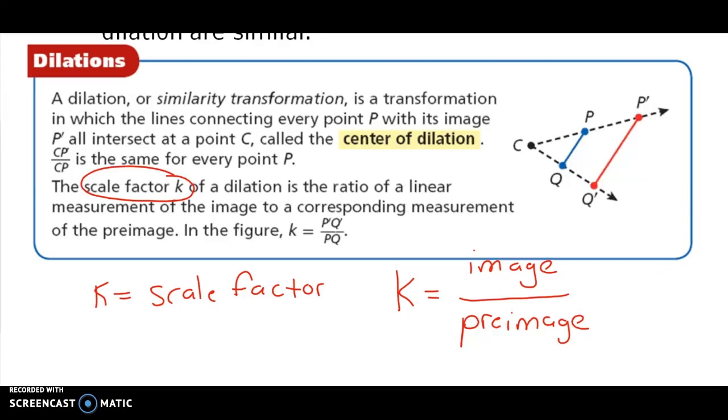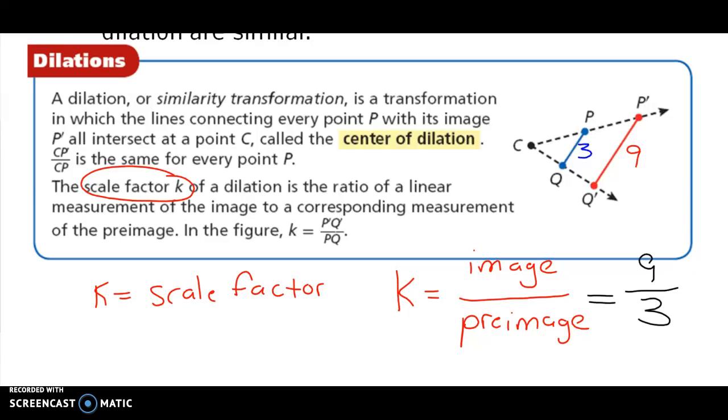So let's say that P prime Q prime is 9 and PQ is 3. And I wanted to find the scale factor. What am I going to put on top? Which one's the image? 9 divided by the pre-image, the original, is 3. Therefore, what's my scale factor? 3. Now, what is a factor? What does it mean to be a factor? Paul? A multiple of a number.